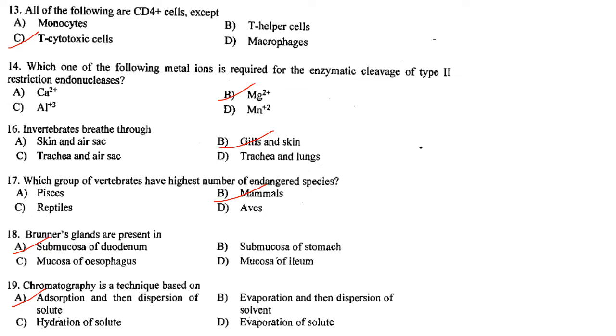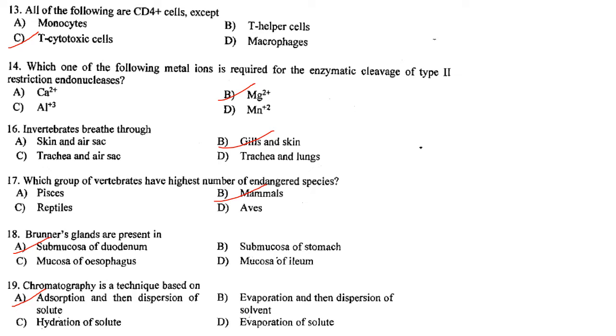Brunner's glands are present in. So they are present in submucosa of duodenum. They secrete an alkaline fluid containing mucin which protects the mucosa from the acidic stomach contents entering the duodenum. So Brunner's glands are present in submucosa of duodenum.